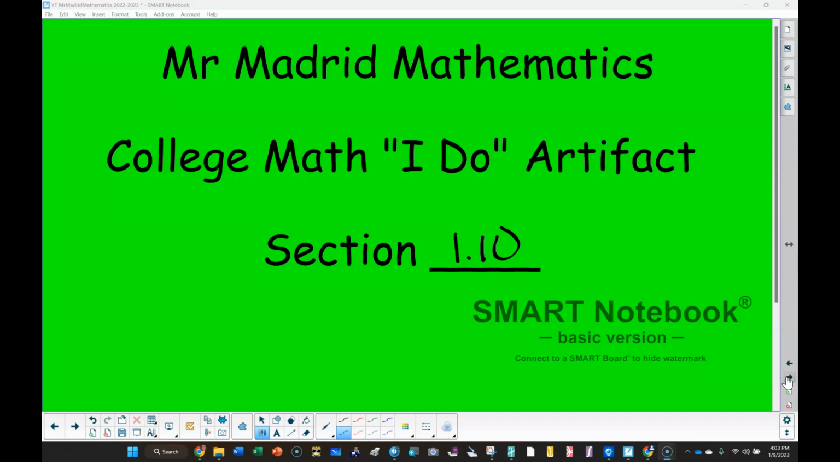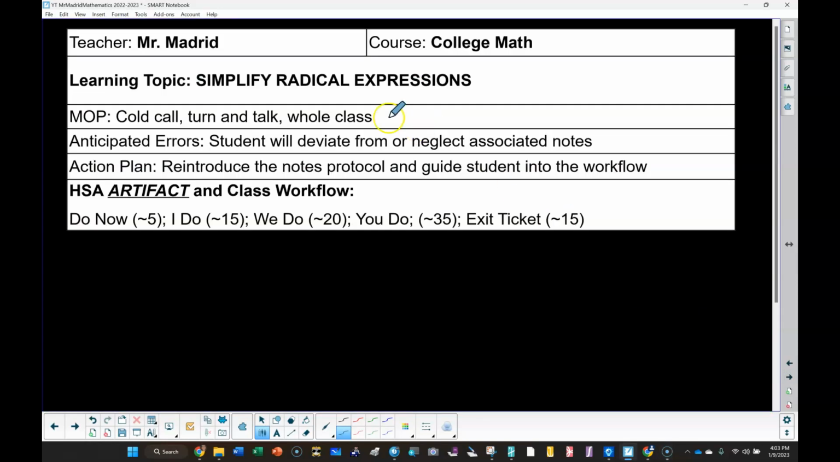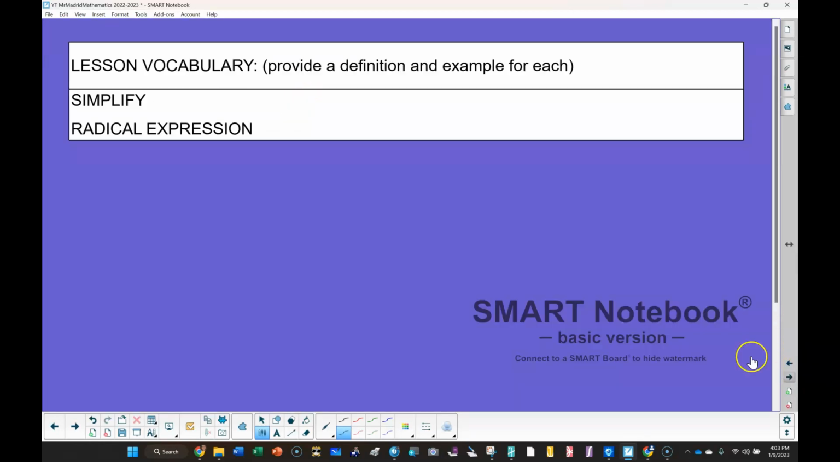We're working on section 1.10, specifically simplifying radical expressions. You want to take time at some point, in class or maybe at home, and look up these two vocabulary words, simplify and radical expressions. They are going to help you in today's lesson.